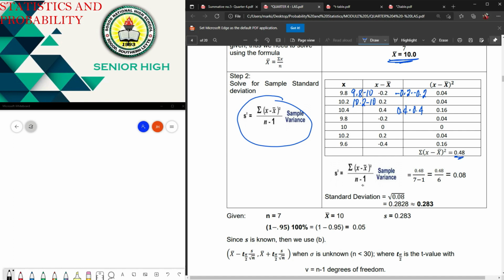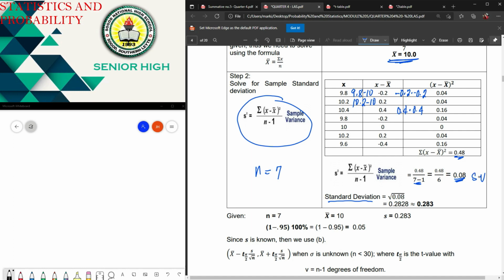Then the n, remember your n is equal to the number of data, so we have 7, so 7 minus 1, we have 6, so 0.48 divided by 6, we have 0.08. Remember that is still the sample variance. We need to get the standard deviation. That's why we do the square root.